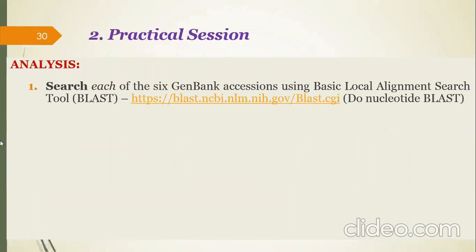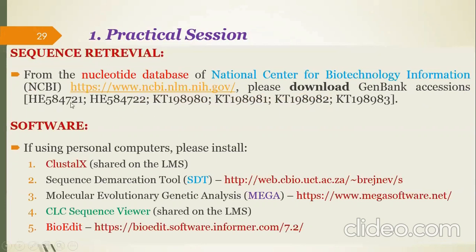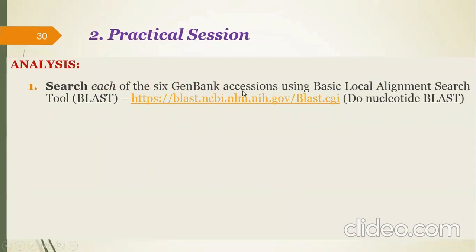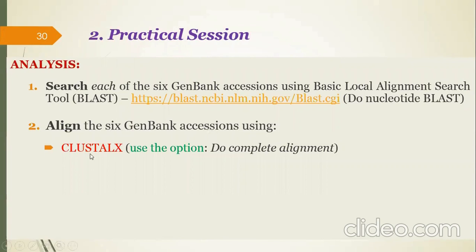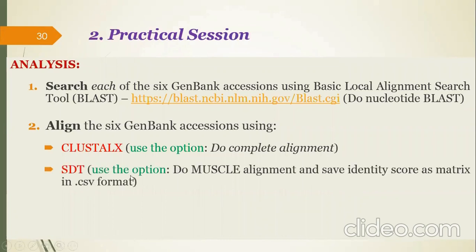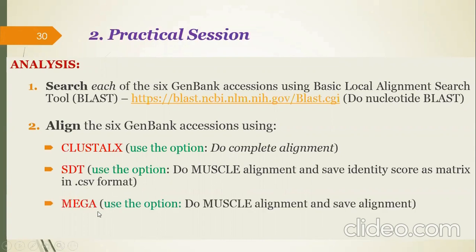How can you analyze? Search each of the 6 GenBank accessions you previously downloaded, 1, 2, 3, 4, 5 and 6, using the Basic Local Alignment Search Tool. Do nucleotide BLAST there. Then align the 6 accessions using CLUSTAL, and use the option do complete alignment. For SDT, use the option do MUSCLE alignment and save the identity score as a matrix in .csv format. If you are using MEGA, use the option do MUSCLE alignment and save the alignment. If you are using CLC Sequence Viewer, just click on do alignment, and that's it. Am I clear?